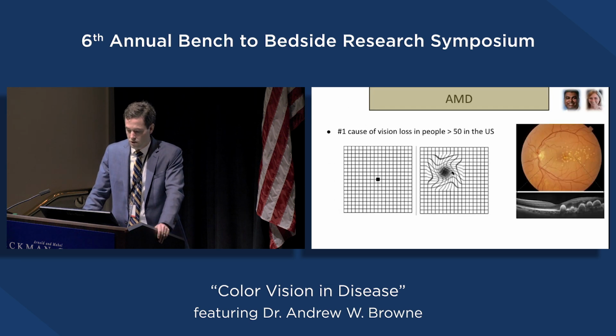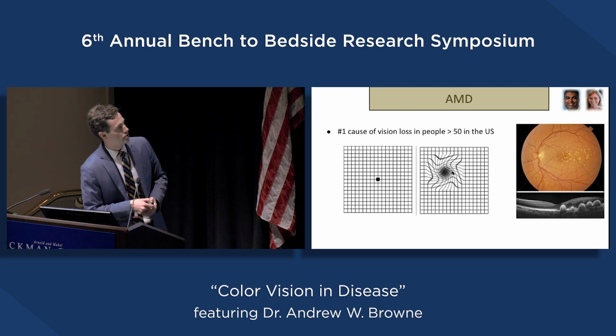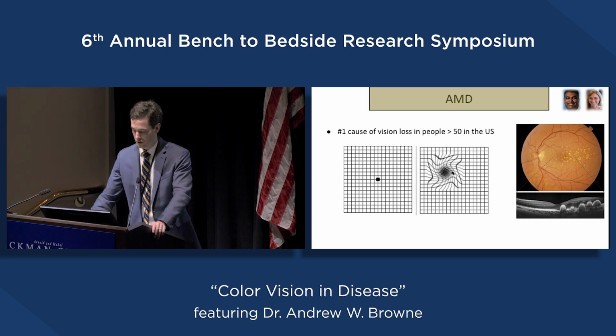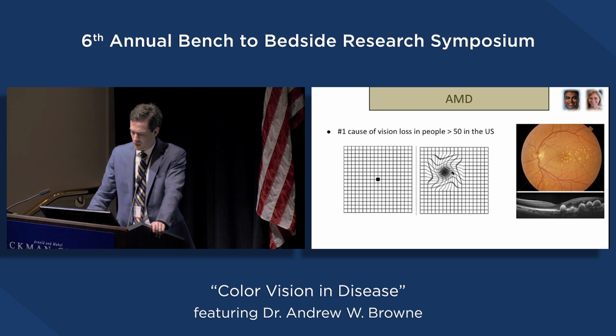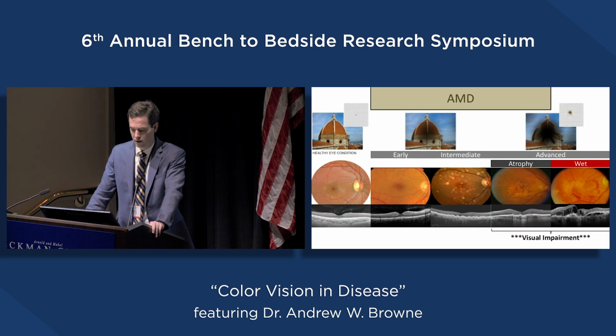In macular degeneration, this is the number one cause of vision loss in people over 50 in the US. And of course, we've probably seen many pictures like this where you have drusen throughout the macula, drusen underneath the retina, as shown on OCT. And the change that can occur is an Amsler grid appears like this and can become distorted, with decreased contrast sensitivity as well. So with different stages of macular degeneration, of course, this is a healthy eye.